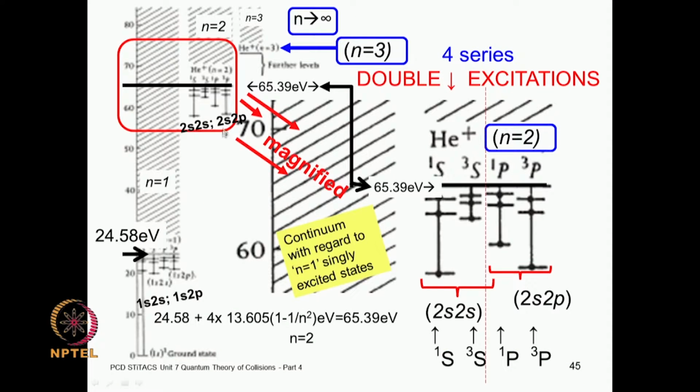Now, if you look at the doubly excited configuration, here is a magnification of this part, based on 2s 2s, 2s 2p, etc. Again for the 2s 2s, you have a singlet and a triplet, and likewise for the 2s 2p you will have a singlet and a triplet P. So, you will have a number of Rydberg series coming out of this. This is again a magnification. There are actually 4 Rydberg series in the double excitations.